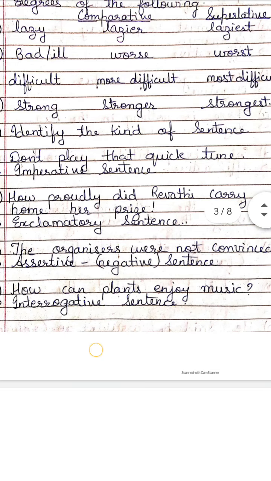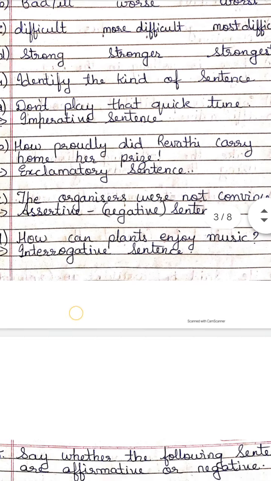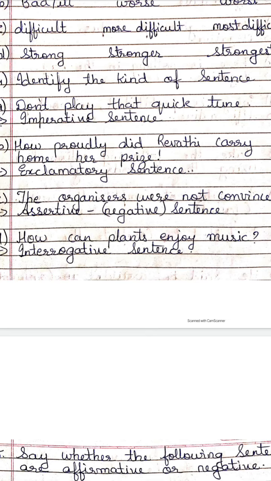Next sentence is how proudly did Revati carry home her prize? Exclamation mark is there at the end of the sentence, so this is exclamatory sentence. Also the sentence starts with how proudly, right? So this was again an exclamation used. So this is exclamatory sentence.